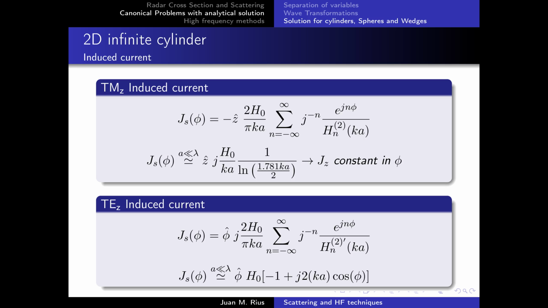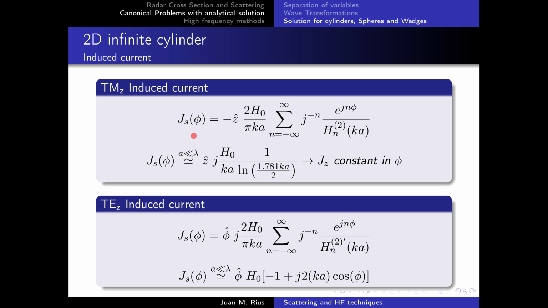So these are the equations that we obtained for the induced current. We have two cases, TM polarization and TE polarization, and at the top we have the general formula for the current as a function of phi. Phi is the position around the cylinder circumference, and below we have the approximation for a small radius, for electrical radius much smaller than the wavelength.